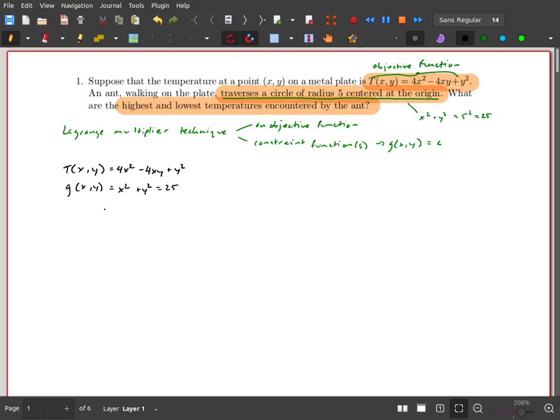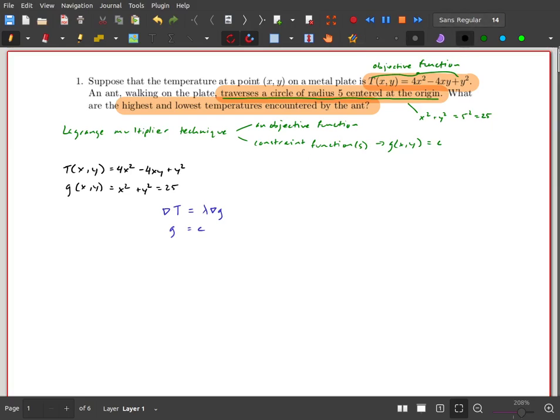Then from the Lagrange multiplier technique, we know that the gradient of our objective function, grad T, will be equal to some constant, some Lagrange multiplier, multiplied by the gradient of g. And then we know that g will have to be equal to c, the constant.